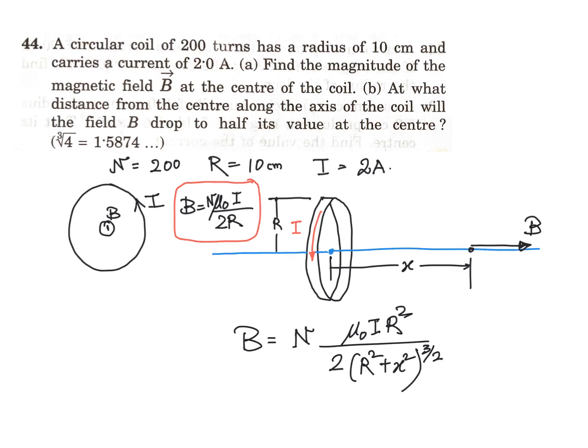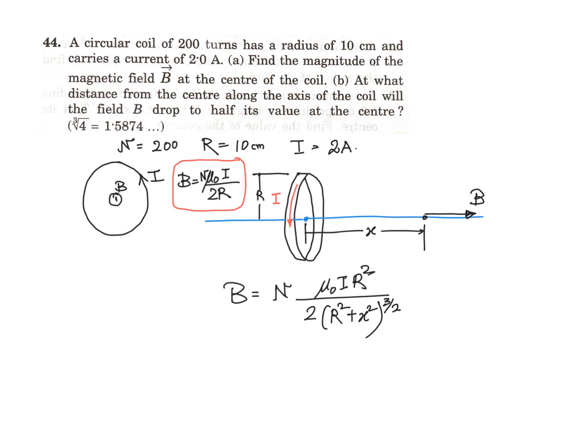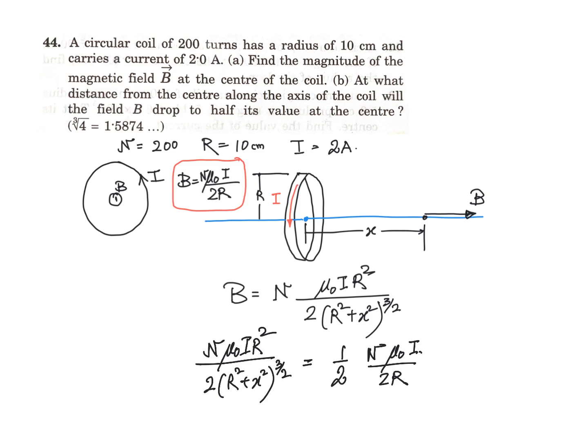So at what distance from the center along the axis will the field drop to half its value at the center? So we can write now N times mu naught I times R square divided by 2 times R square plus X square to the power 3 by 2 is equal to half of N mu naught I by 2R. So therefore N, mu naught and I all will cancel, even this 2 will cancel. This R you can bring down here, so that will become R cube.